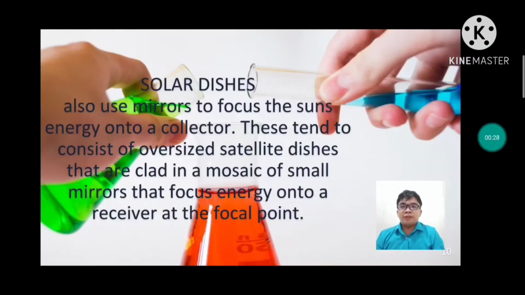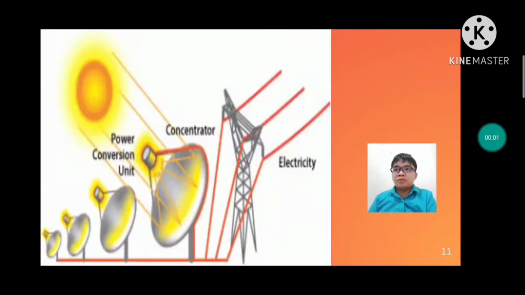I have prepared in the next slide a diagram of how solar dishes operate and how they produce electricity. This picture shows how solar dishes operate. As we can see there, the solar energy is absorbed by the concentrator, which activates its power conversion unit, converting solar thermal energy into electrical power, which is then transported into the grid for distribution purposes, etc.